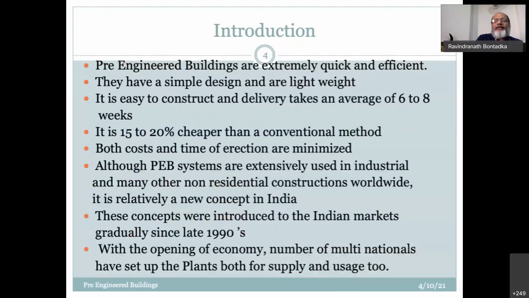Pre-engineered buildings are extremely quick and efficient. They have a simple design, are lightweight, and easy to construct and deliver. Delivery takes about 6 to 8 weeks, and it's about 15 to 20% cheaper than the conventional method. Cost and time of erection are minimized. PEB systems are extensively used in industries. The concepts were introduced in the 1990s, and with the opening of the economy, a number of multinational companies have set up plants both to supply and use these pre-engineered buildings here.